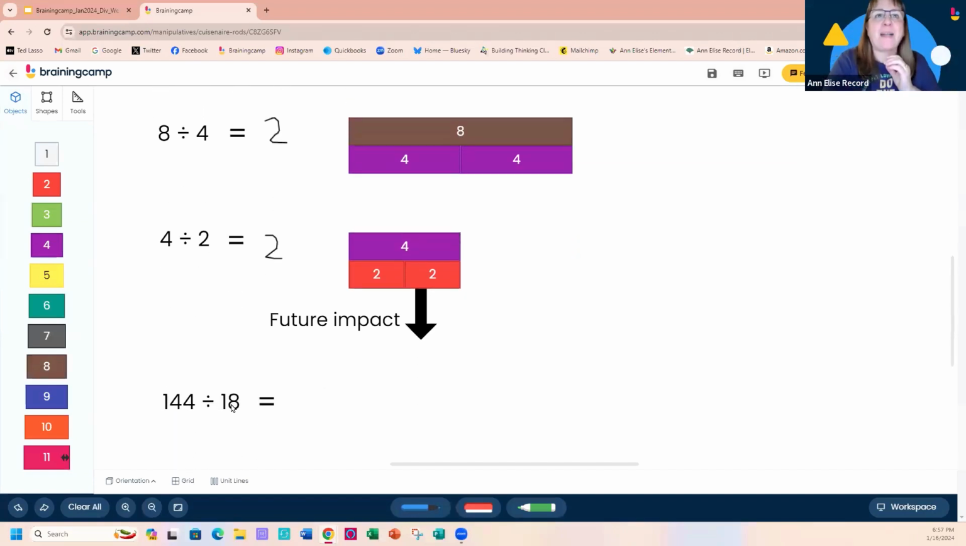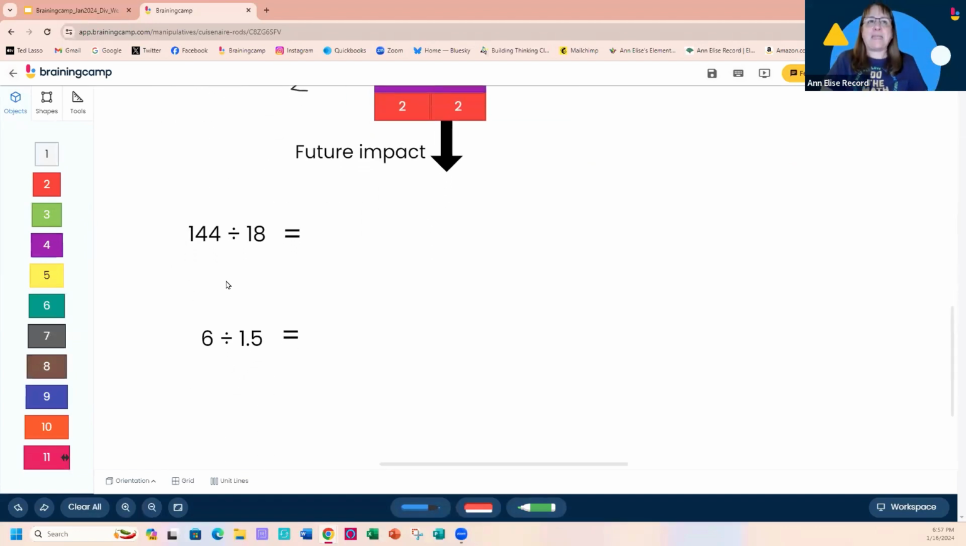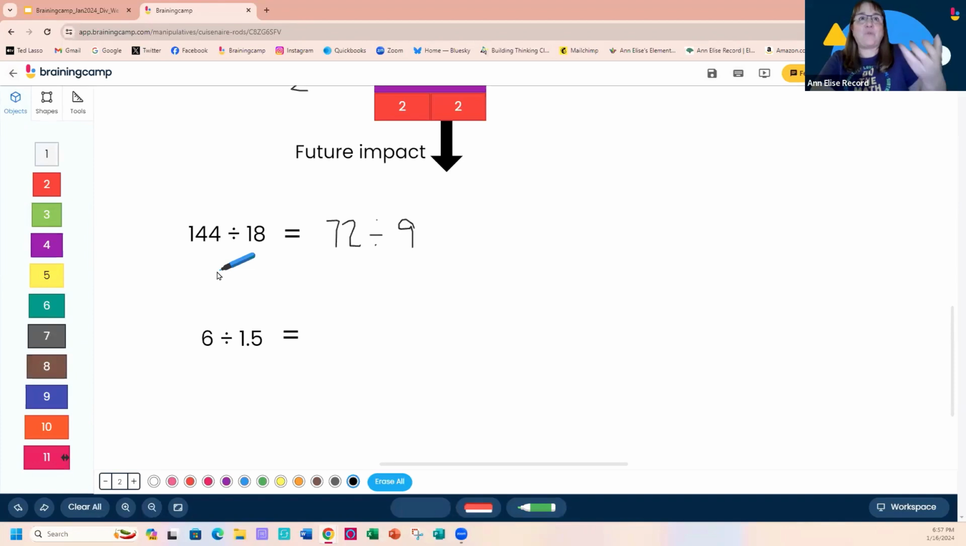So just as a future impact of this, if I were to ask you to think about 144 divided by 18, those are kind of wonkier numbers, right? But think about, I could divide it in half. That relationship will still be the same. So if I divide them both in half, half of 144 would be 72, and half of 18 would be 9. We're down to a basic fact, right? Double digit divisor. But in some numbers you give me, I can choose to make it more flexible, easier for my brain to work with.